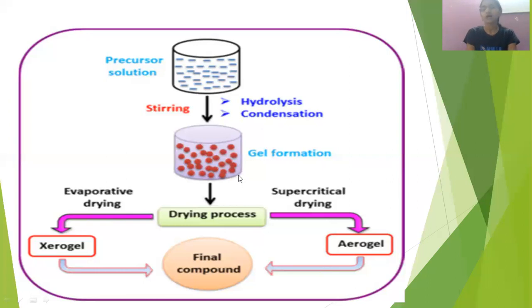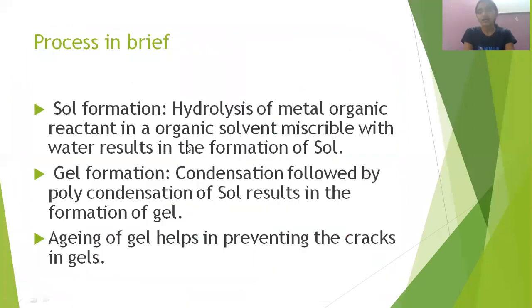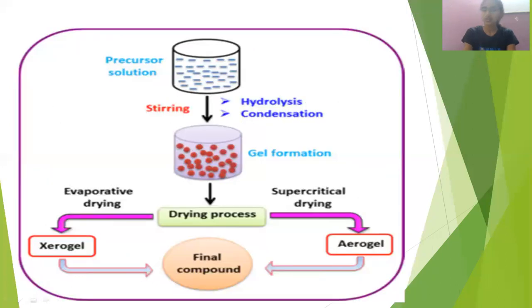Then we go for the aging process. Once aging is done, we go for the drying process. Drying is of two types: evaporative drying and supercritical drying. So we get xerogel and aerogel. From these gels we get the final compound. This is basically the working process. Once again I'll repeat. First we take a precursor solution. After hydrolysis and condensation, a gel is formed. Then we do aging. Why we do aging, I'll also explain to you.